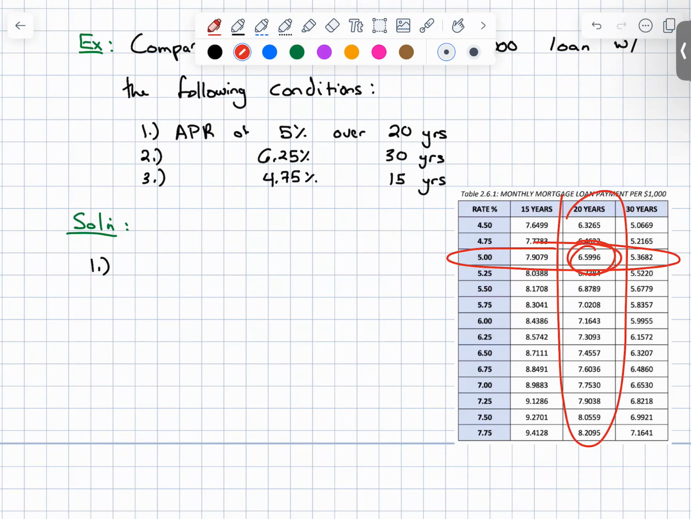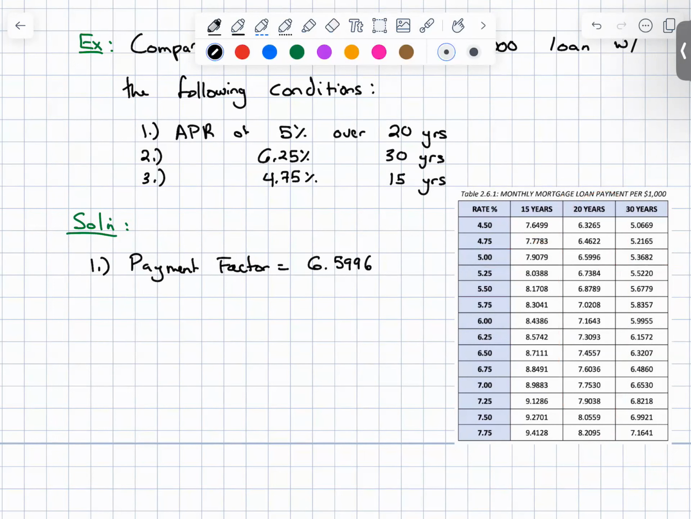So my payment factor is 6.5996. So my monthly payment here would be my payment factor, 6.5996, times my loan amount, $375,000 divided by 1,000. And as per usual, we're going to round to the nearest cent.